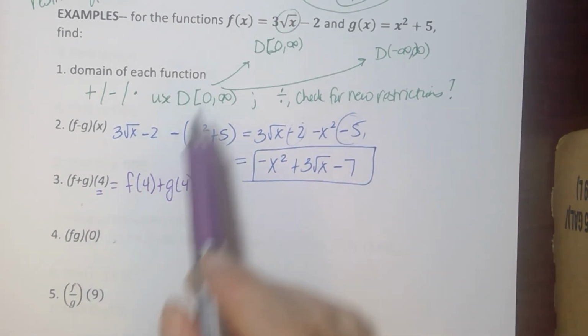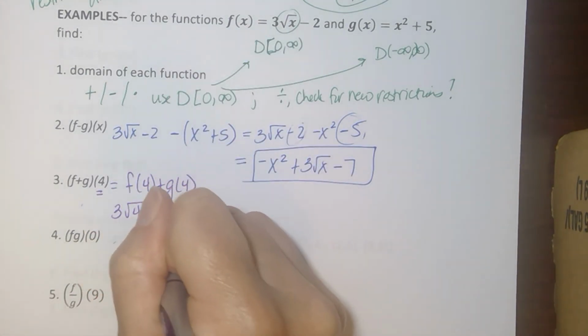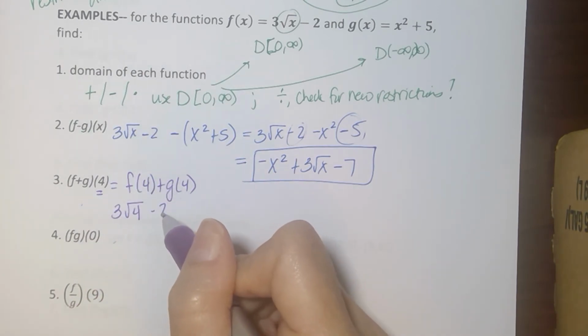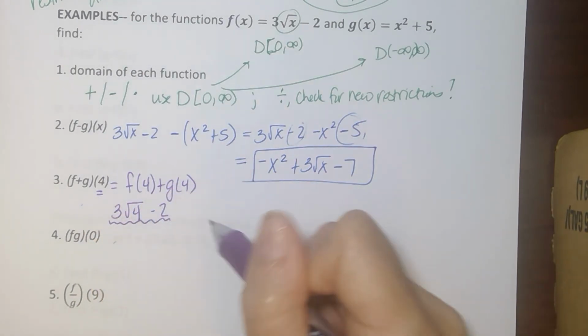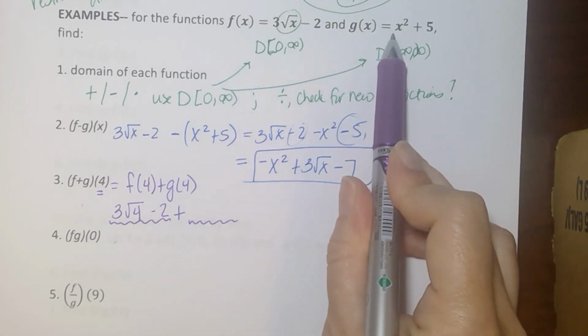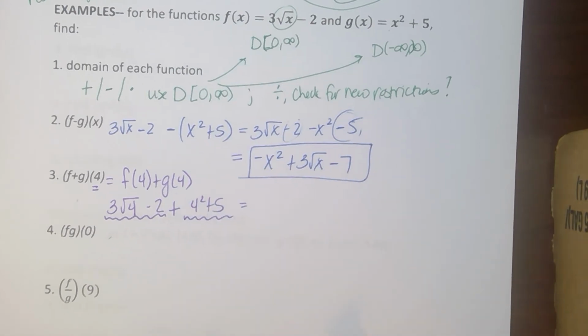Let's do f of 4. Well, f of 4 would be 3 square root 4 minus 2. And then I'm going to add to that, that's my f of 4, I'm going to add to that g of 4. Well, g of 4 would be 4 squared plus 5. Let's see what we can simplify.